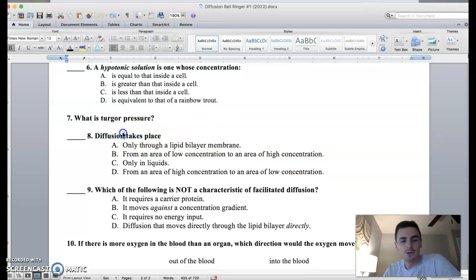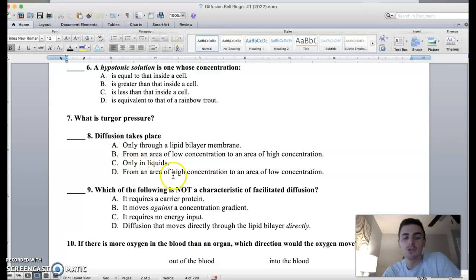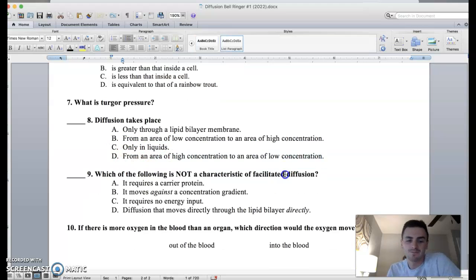Number eight, diffusion takes place. It does take place through a bilipid layer, but that's probably not the only way, because we know if we spray the wonderful perfume from Meredith or Desi that it doesn't have to just be a lipid bilayer. Same thing with your gummy bears. It is not from low to high. It is not just liquids. However, diffusion does always go from high to low. So number eight should be from high to low.